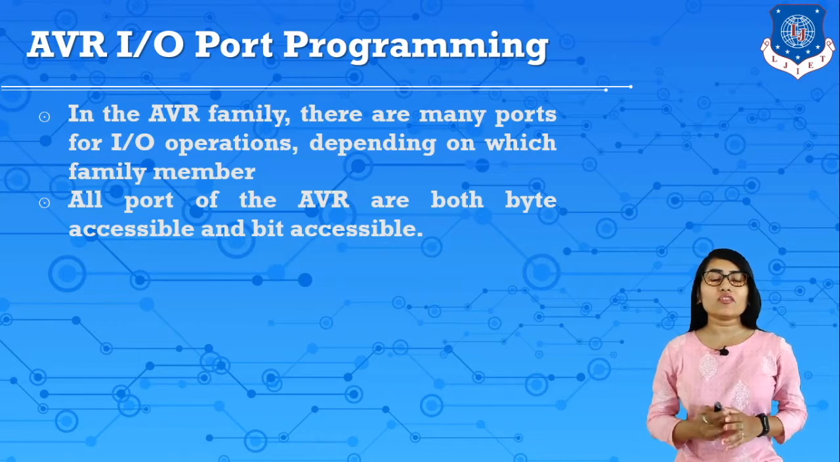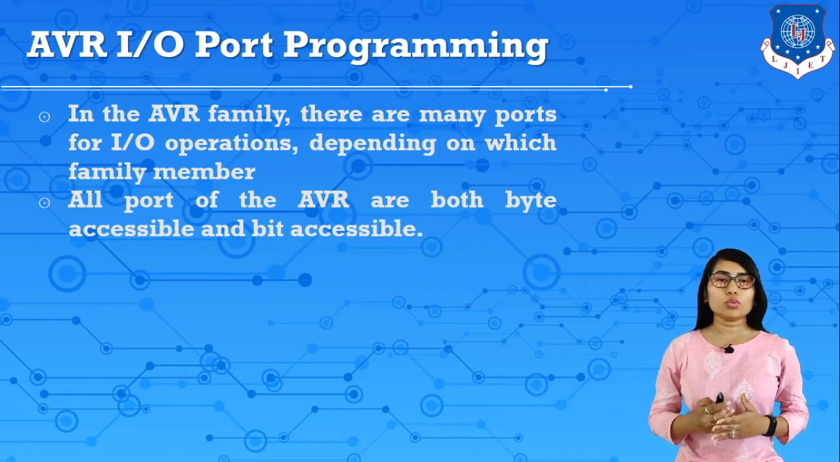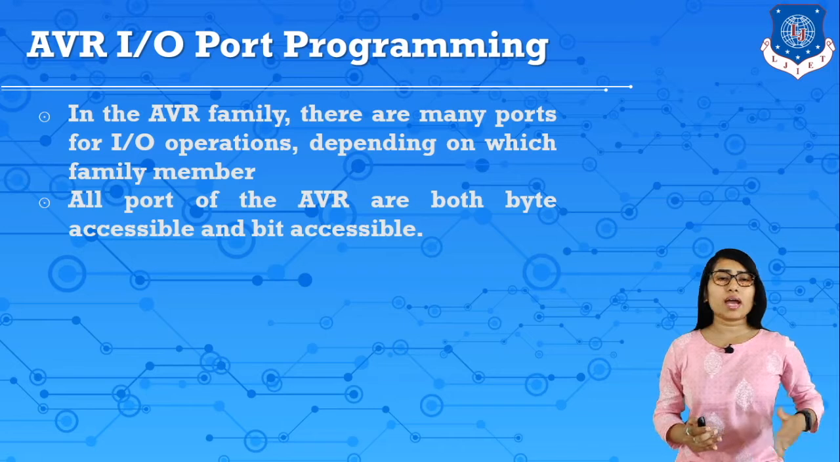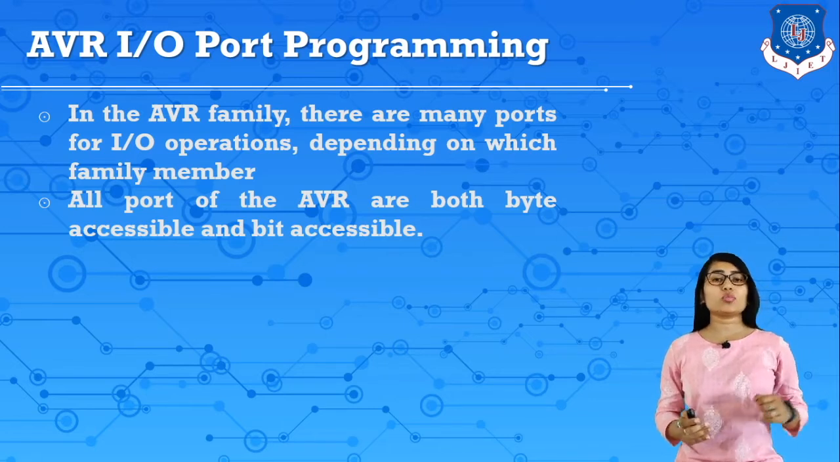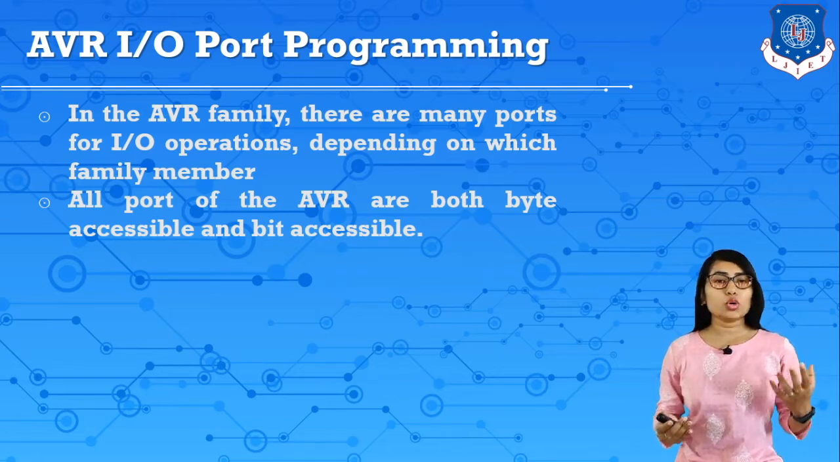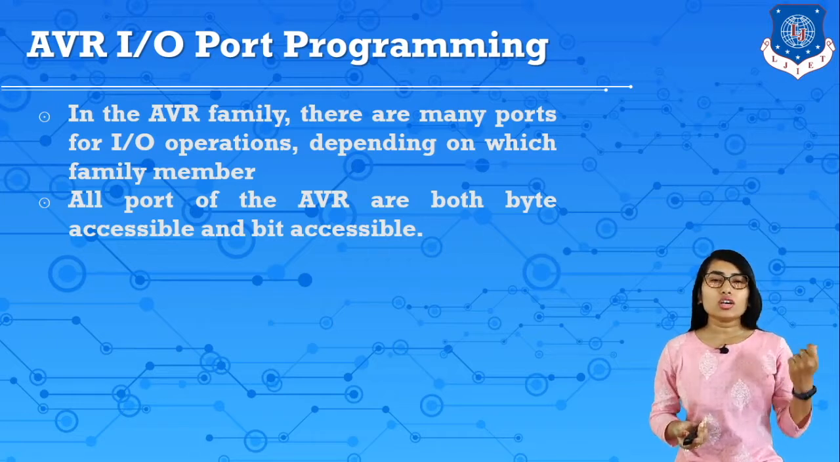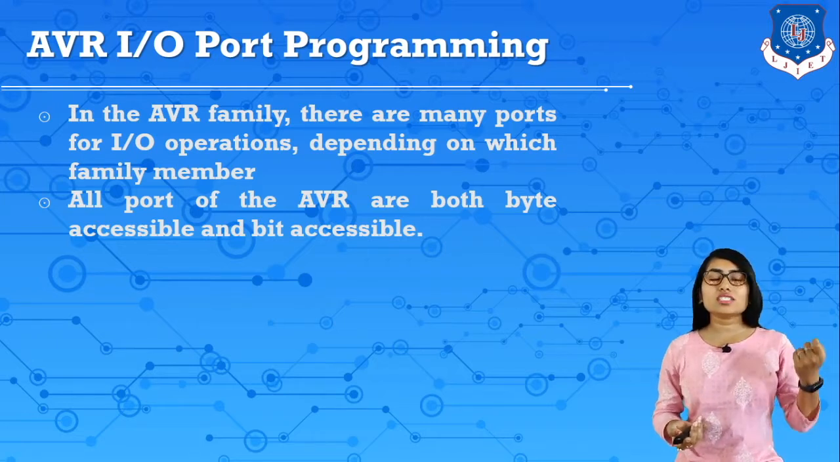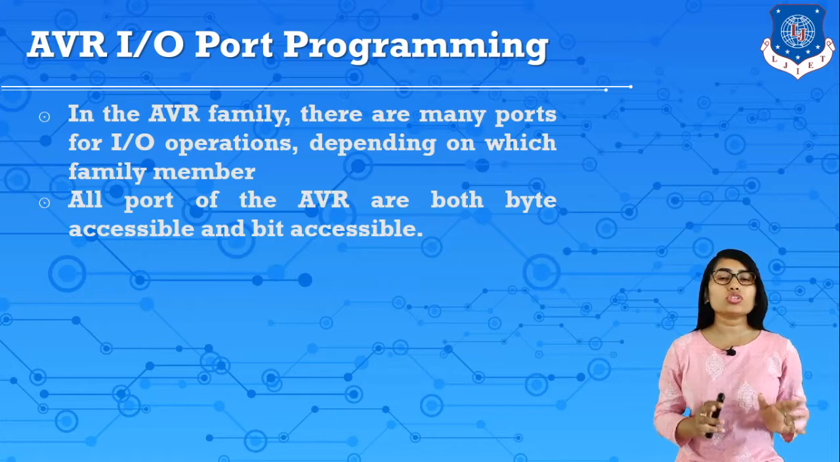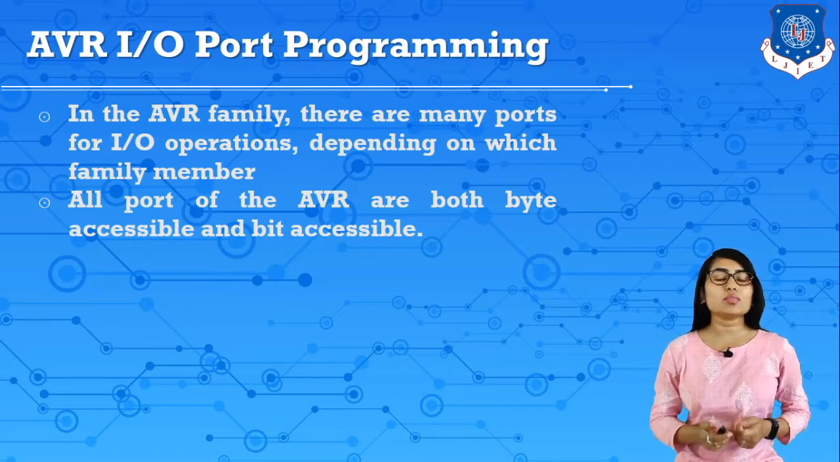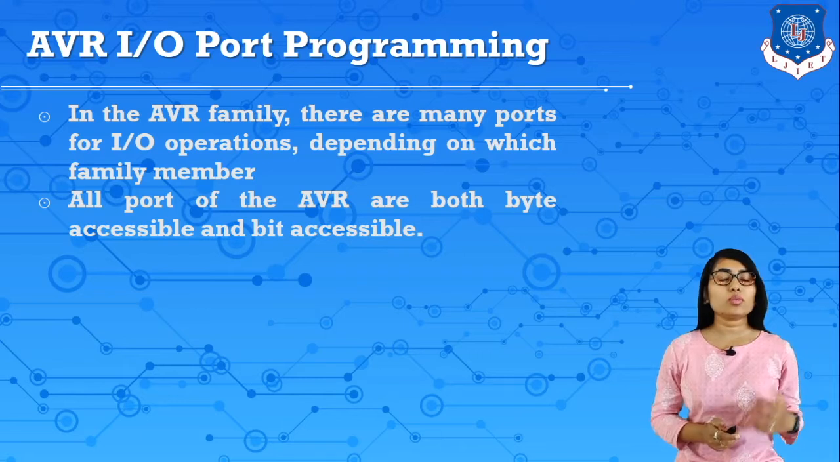In the AVR family there are many ports for input output operations, depending on which family members we use. All ports are either byte accessible or bit accessible. That means we can access all the bits of a port at a time, or we can particularly read, copy or alter some bits. So ports of AVR are either byte accessible or bit accessible.